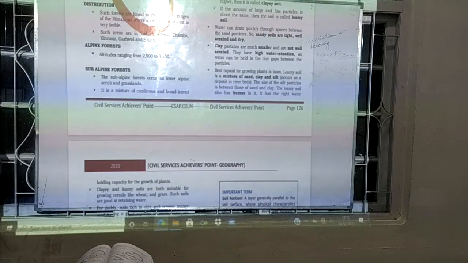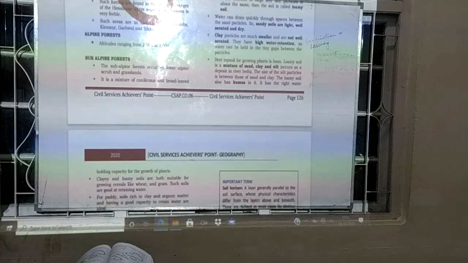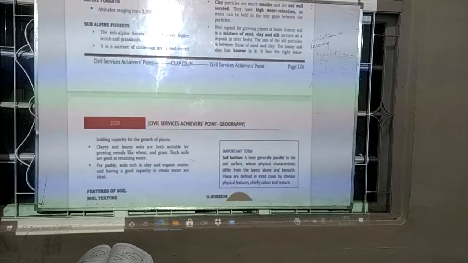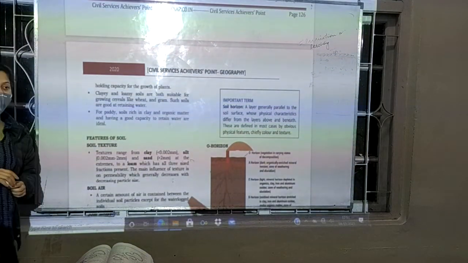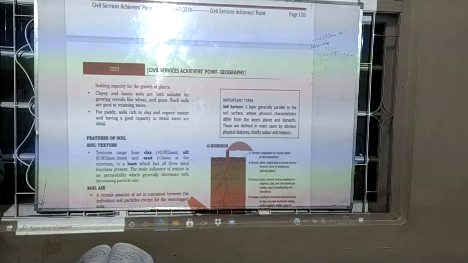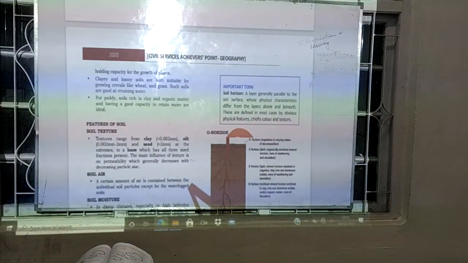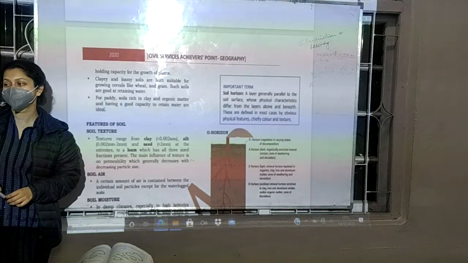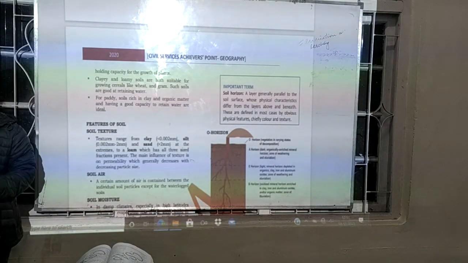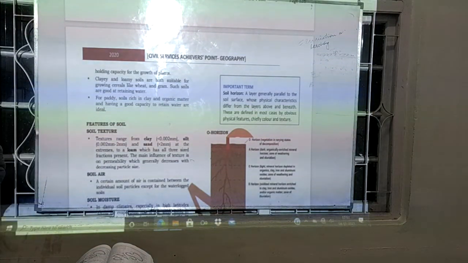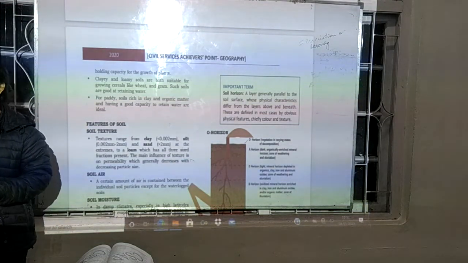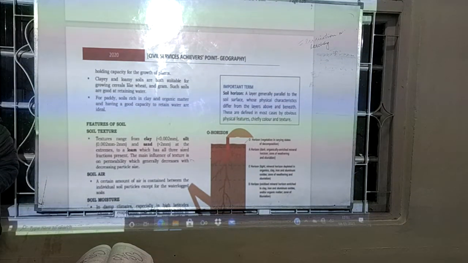Loamy soil is a mixture of sand, clay and silt, mostly occurring in the riverbeds. The loamy soil also has humus in it. What is humus? Organic matter, no? Which is found in the soil. Clay and loamy soils are both suitable for growing cereals like wheat and gram. Such soils are good at retaining water. And for paddy, we have soils rich in clay and organic matter.